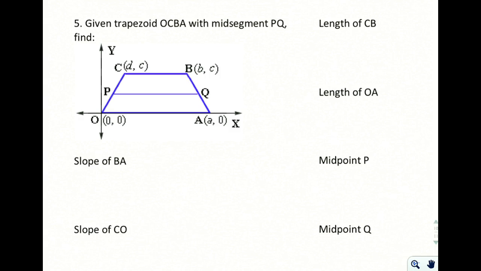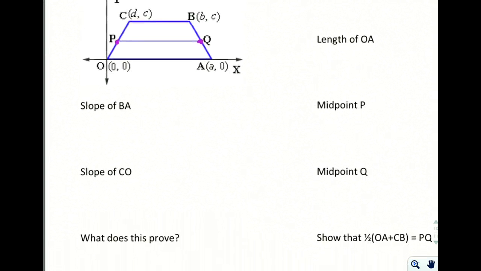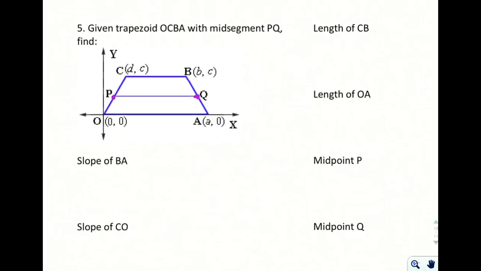In this coordinate proof example, we're given a trapezoid OCBA and we're told that we have the midsegment PQ. We need to find a whole bunch of information based on that. So the midsegment we know is always going to be at the midpoints of the sides that they touch. So the midpoint of CO and the midpoint of BA. Questions here say find the slope of BA.